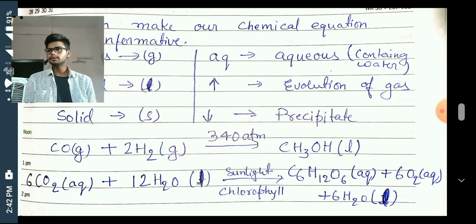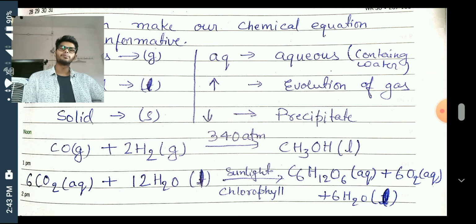Now what products do we get? C6H12O6, which is aqueous, plus 6O2, which is gaseous, and 6H2O, which is in liquid form. So these are all the products. Here we are denoting the signs small g, aqueous, and liquid. This shows the state of the reactants and the state of the products that we are getting. So these are the things that make it more informative.